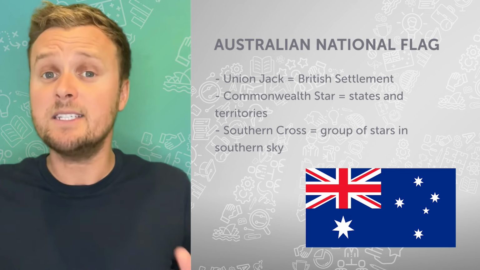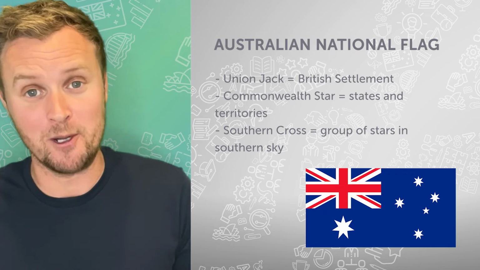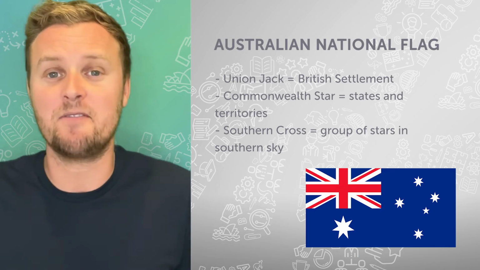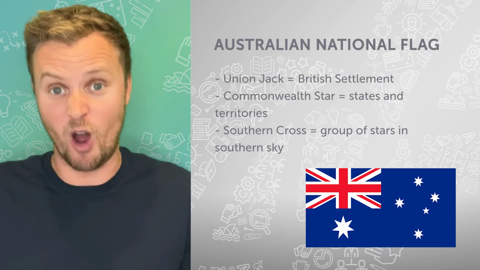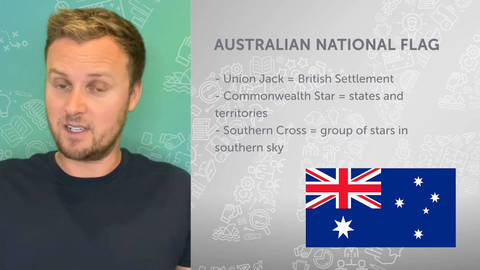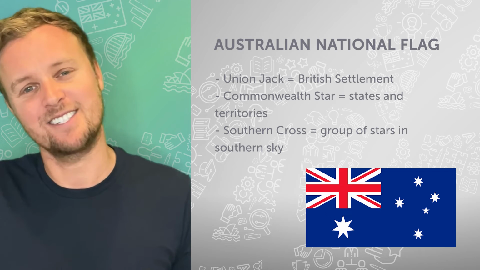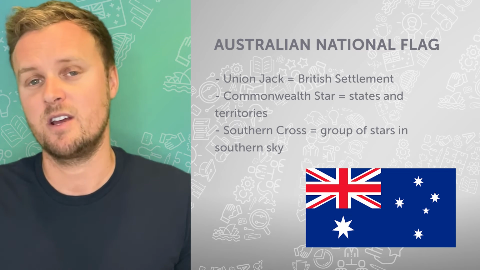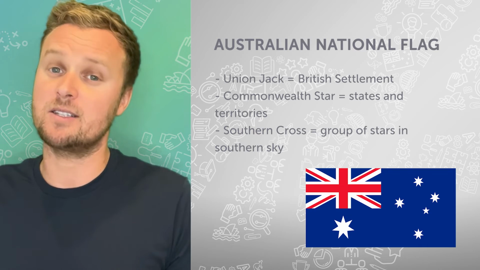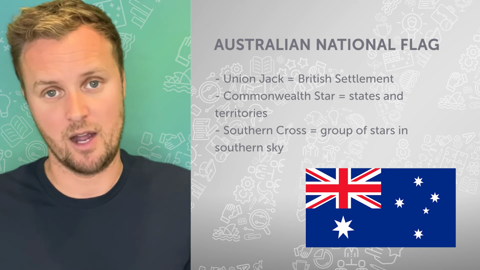I have no idea about why there is only 1 point for 2 territories, but that's definitely the explanation the government gives. So we'll have to take that as true, at least for your test. Now, lastly, on the right-hand side, you'll see the Southern Cross, which is a group of stars that can be seen in the southern sky.